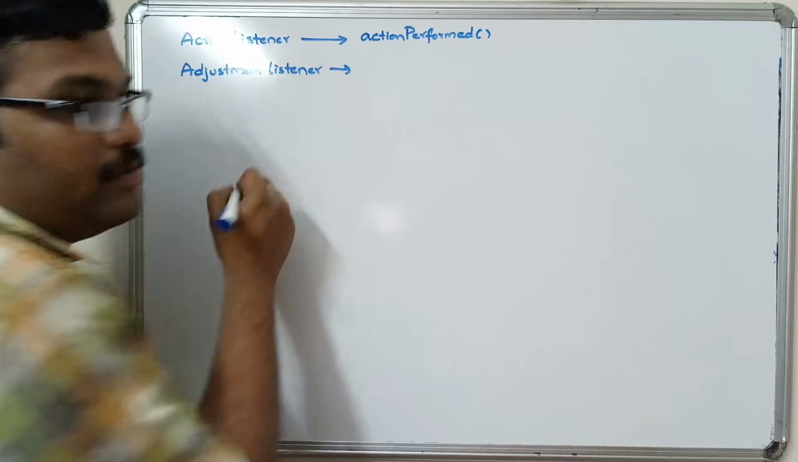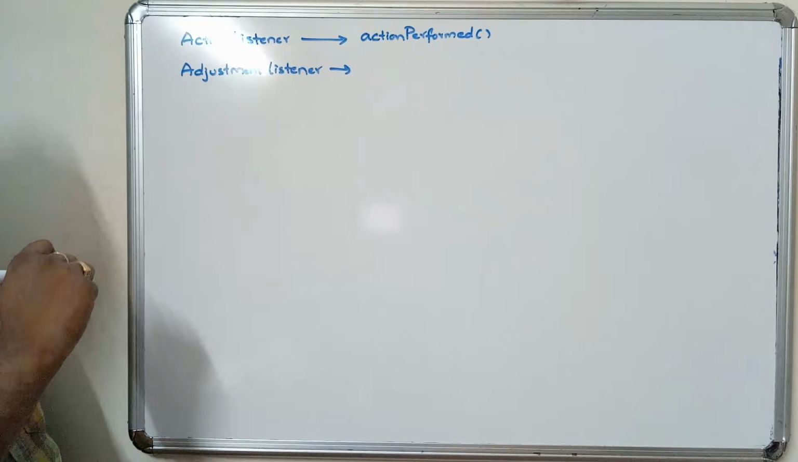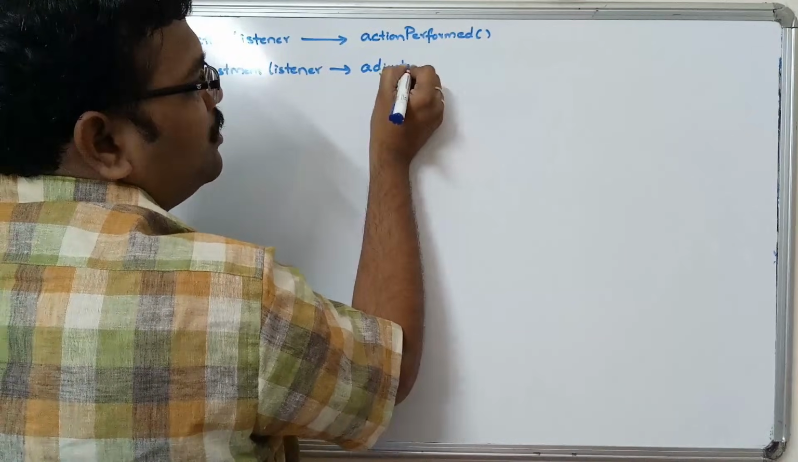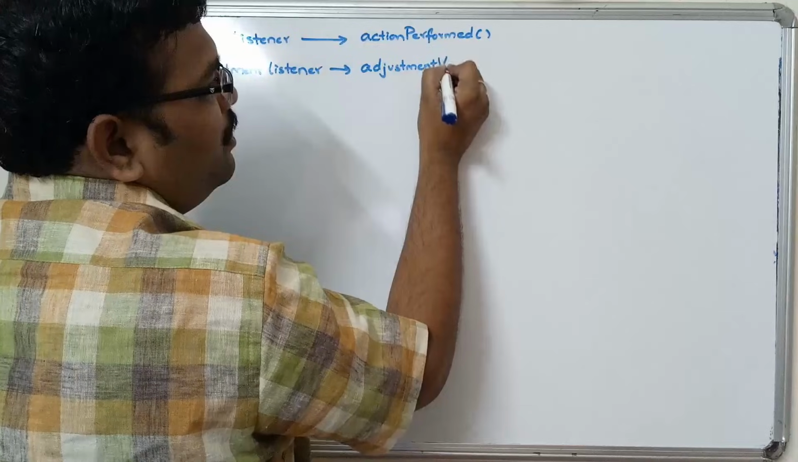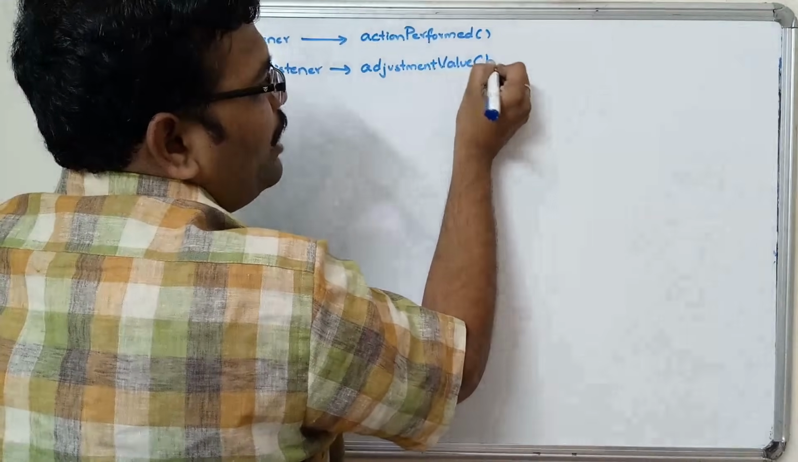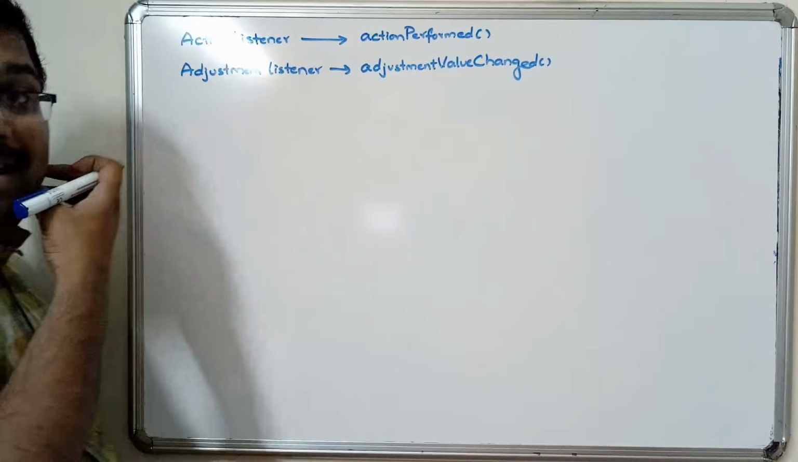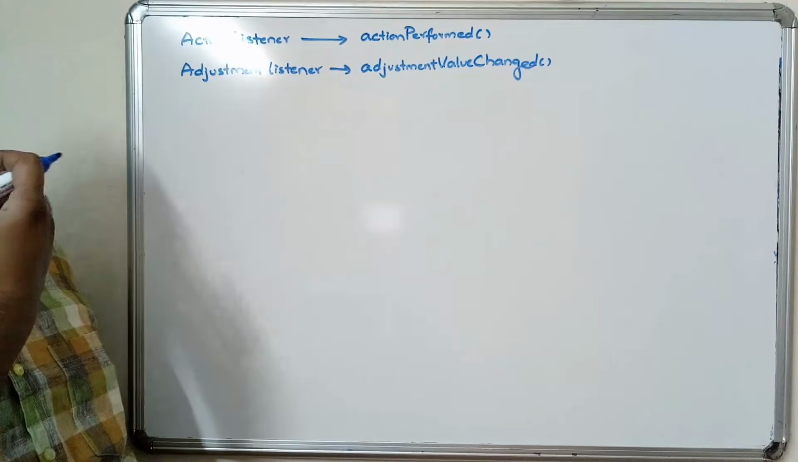Next, adjustment listener. What about the adjustment listener? Here also only one method: adjustmentValueChanged. This is the only method available for adjustment listener.